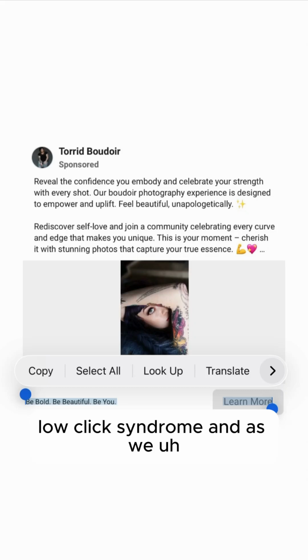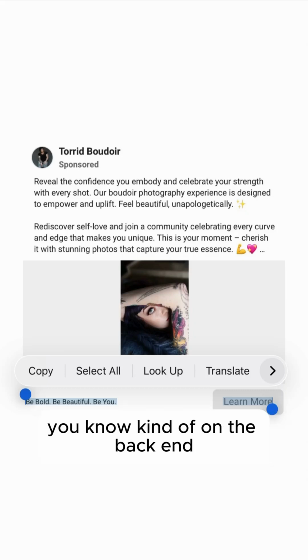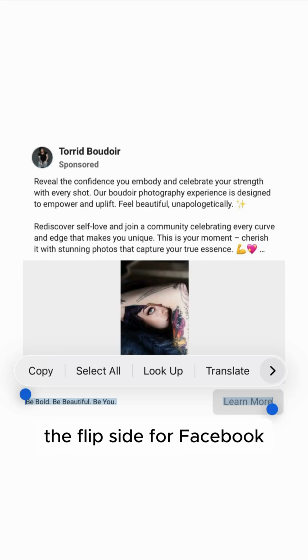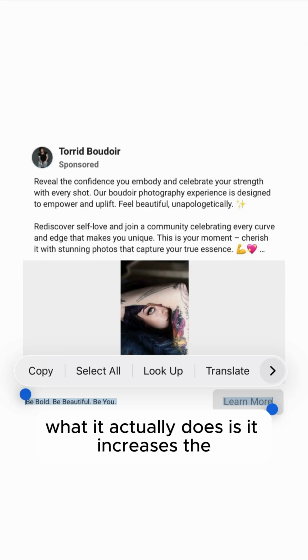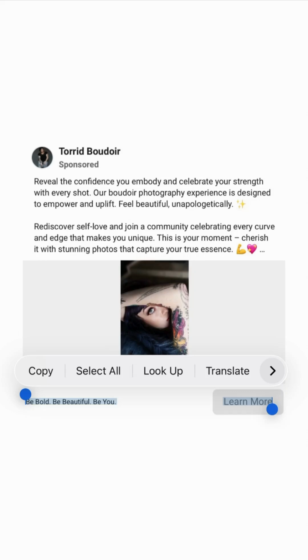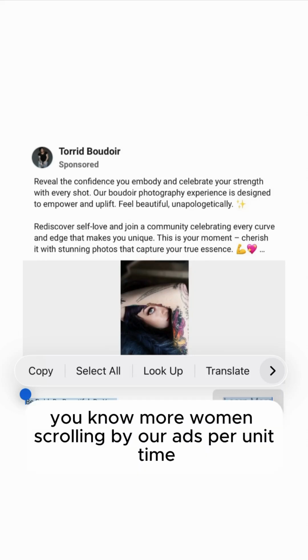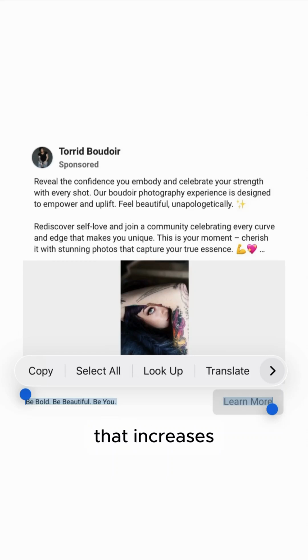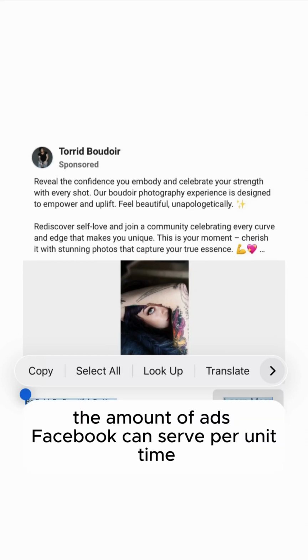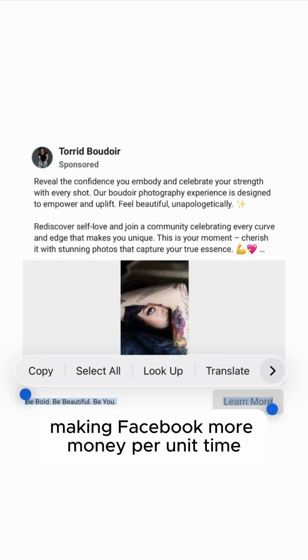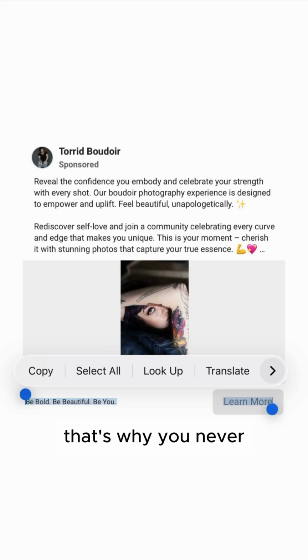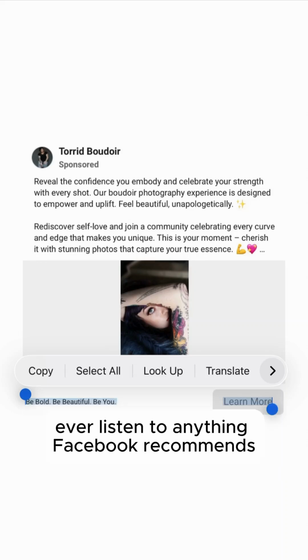And on the back end, the flip side for Facebook, what it actually does is it increases the more women scrolling by our ads per unit time. That increases the amount of ads Facebook can serve per unit time, making Facebook more money per unit time. That's why you never ever listen to anything Facebook recommends.